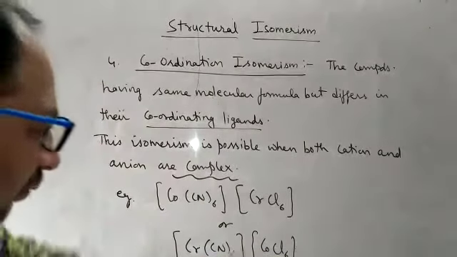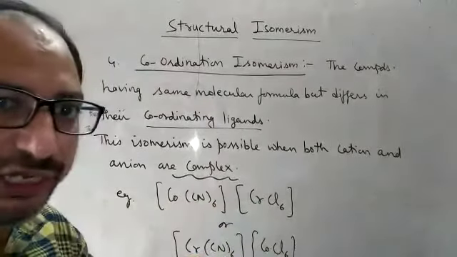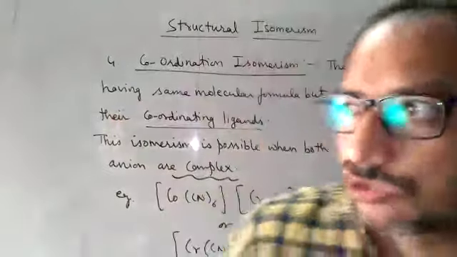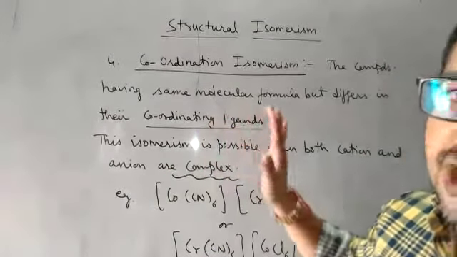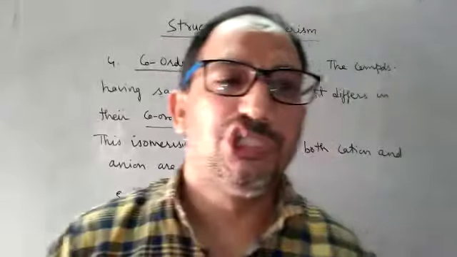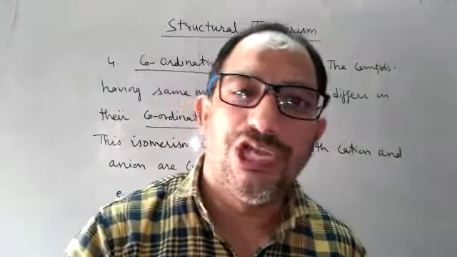Now see, the molecular formula is the same, but the central atom with which the ligands are coordinating differs. So this is called coordination isomerism. These are the four types of structural isomerism in coordination compounds.